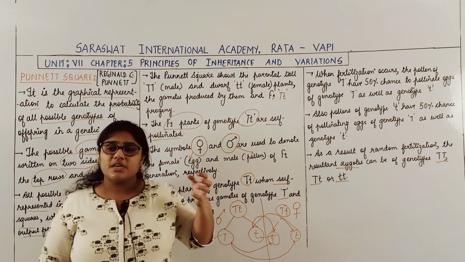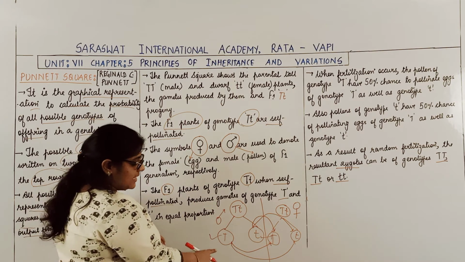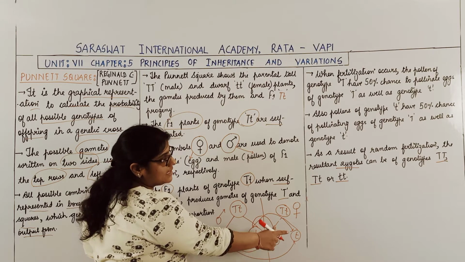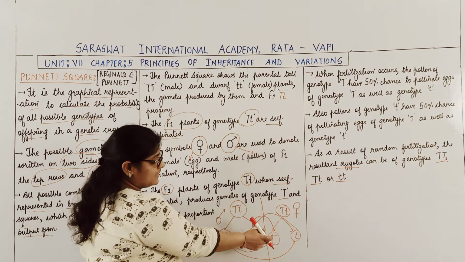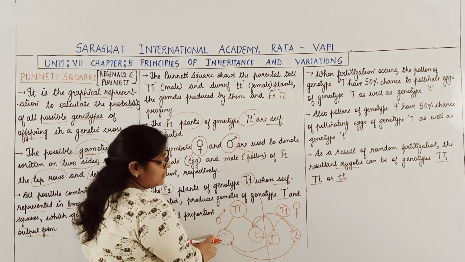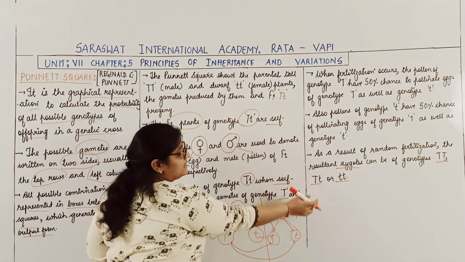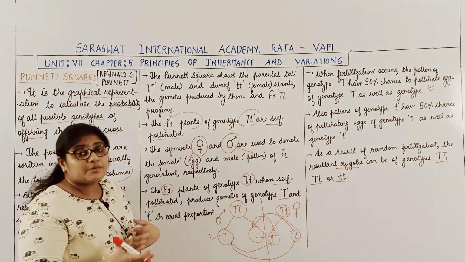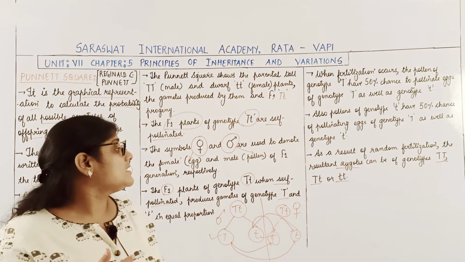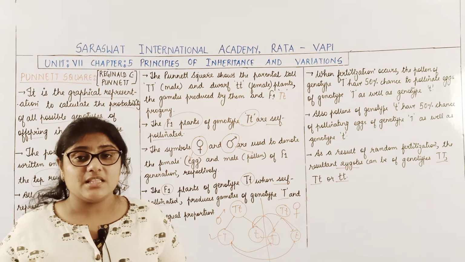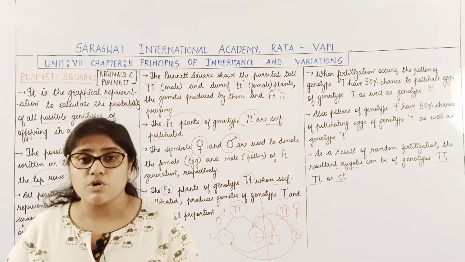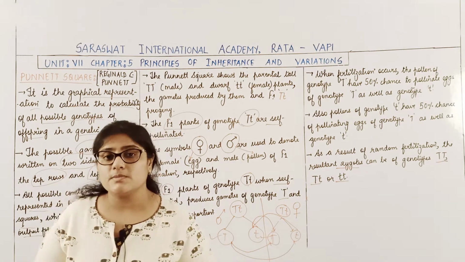As the fertilization is random, say for example, this capital T, if it fuses with this particular capital T, then what would be the genotype? Capital T, capital T. If it fuses with this particular small t gene, so what would be the genotype? Capital T, small t. So as the process of fertilization is a random process, the resultant zygote can be either of capital T capital T genotype or of capital T small t genotype or small t small t genotype.